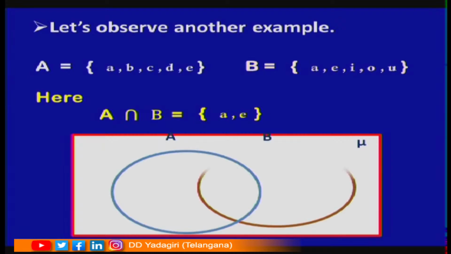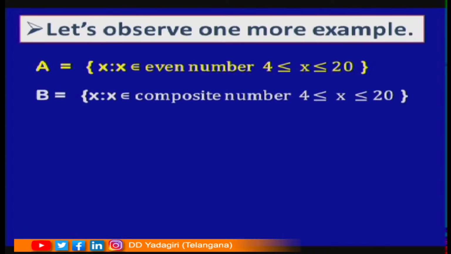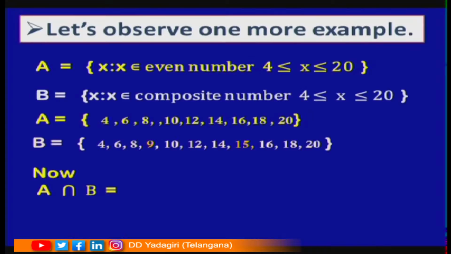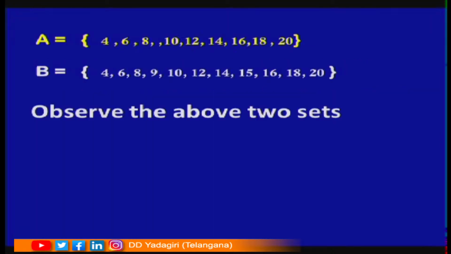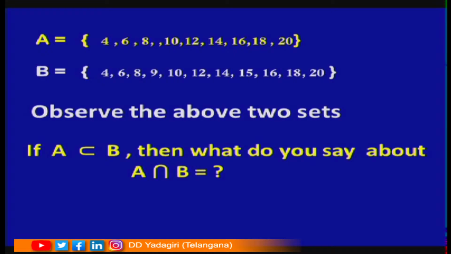Yes, one more thing I would like to share with you. Observe another example, the same A intersection B, I am taking here. How do we represent A intersection B? Let us observe one more example. This is also the same. A is a set; observe these two sets, what happens? A intersection B will be A. Okay?